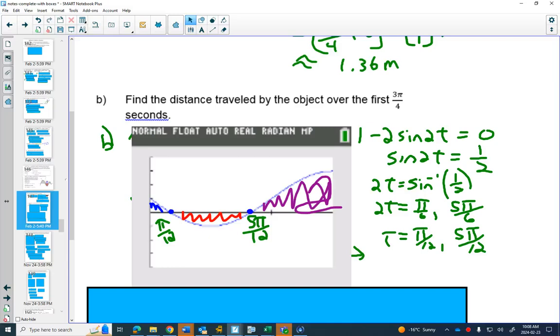You know from your pi plate that sine is positive a half in quadrant 1 and quadrant 2, at pi over 6 and 5 pi over 6. And because there is a 2t inside, that doesn't change the fact that it's still pi over 6 and 5 pi over 6. It just means that the 2t has to equal pi over 6 and 5 pi over 6. So then solving for t, divide each of those by 2, you get pi over 12 and 5 pi over 12.